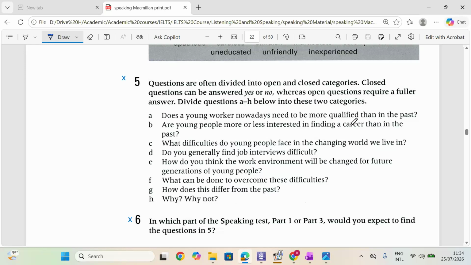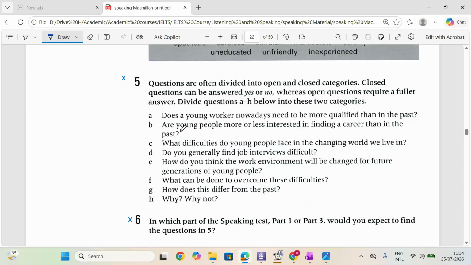This is just like a trigger for you to speak and to give a prolonged speech, like a discussion question. Do not stop at just saying yes or no. You need to elaborate your answer. Does a young worker nowadays need to be more qualified than in the past? That's a question we're going to discuss right now.